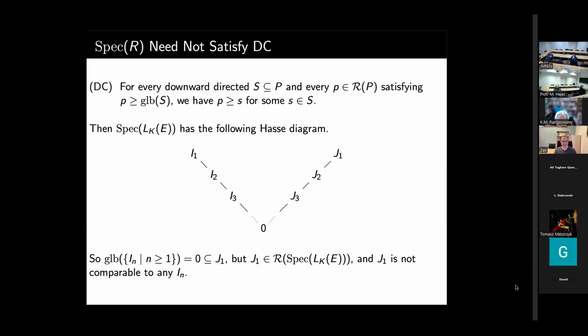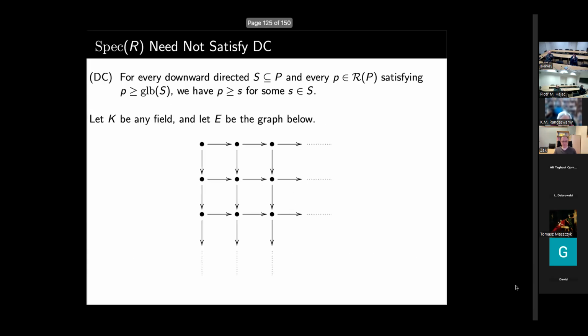Sorry, could you go back to the previous slide? So what is special here? The previous slide, the prime ideal.